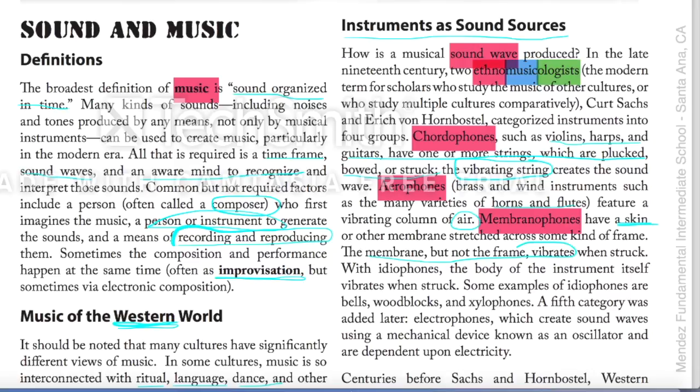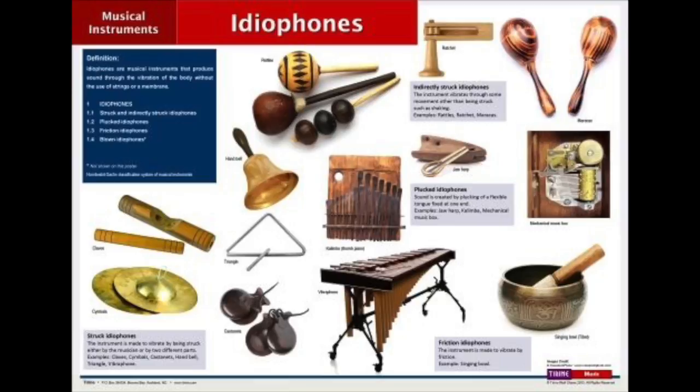So idiophones is another type of instrument. Okay, so I believe they categorize it into 4 groups. So we have 1, 2, 3, and 4. The body of the instrument this time is the thing that vibrates, not the air, not the strings, not the membrane. All right, so they're all categorized by what it is that vibrates. Some examples of idiophones are bells, wood blocks, and xylophones.